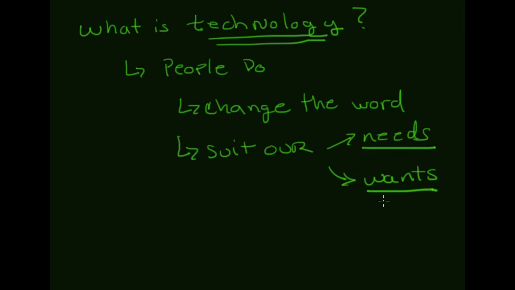Now, this means that it's just any way that we make a modification to the world. It has nothing to do, or at least doesn't have to do, with being digital or electric. Sometimes technologies are digital or electric, but very rarely, and definitely not always.